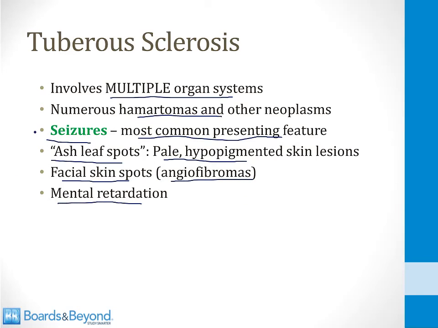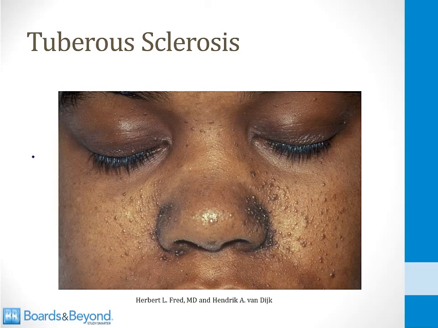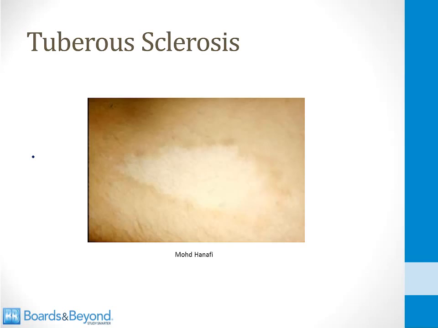So the typical presentation is for a child to come to the doctor for seizures and then some of these other features to be present. That suggests tuberous sclerosis. This is a picture of a child with angiofibromas. They are often present in the nose and malar regions of the face, just like in this image. And then this is a picture of an ash leaf spot. It's a pale hypopigmented spot seen on the skin. And that concludes our video on cardiac tumors.